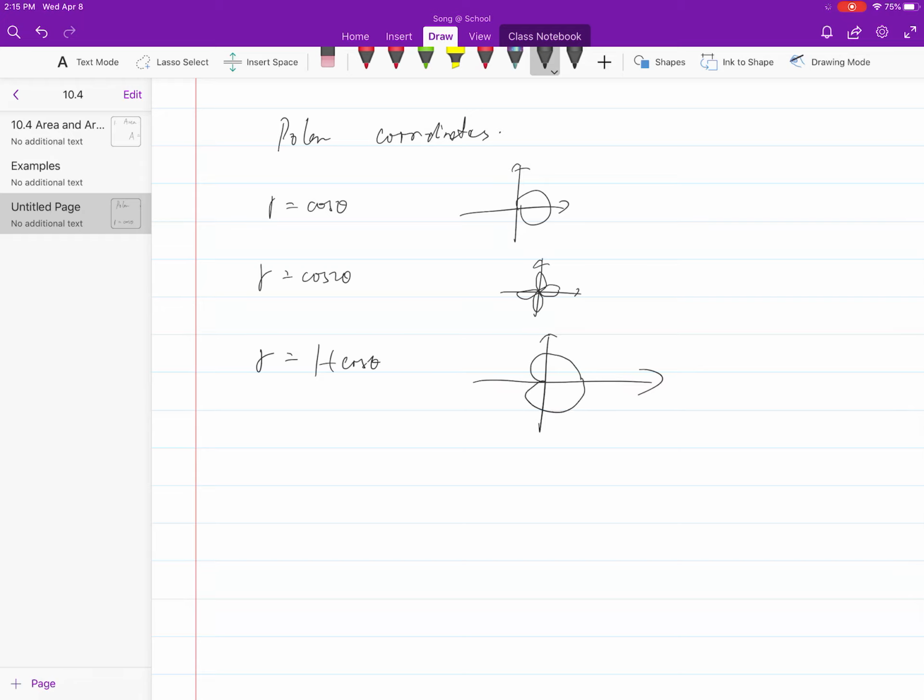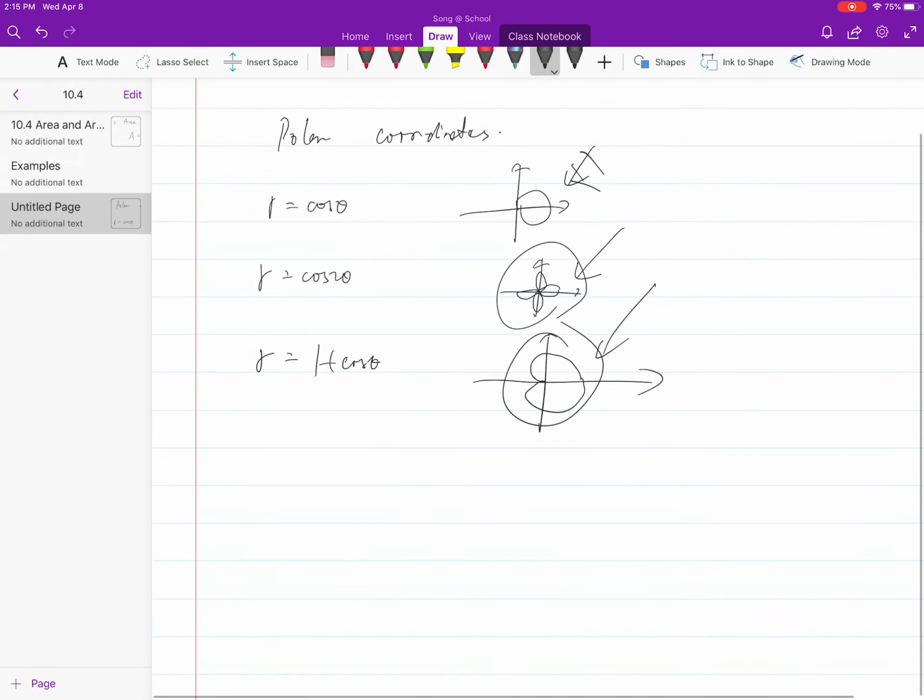Okay, from here you can see we kind of talk about why this one is so good in handling rotations and anything circular. Also, we have all these kinds of shapes which we cannot describe in terms of x and y. So this one certainly has its advantages.